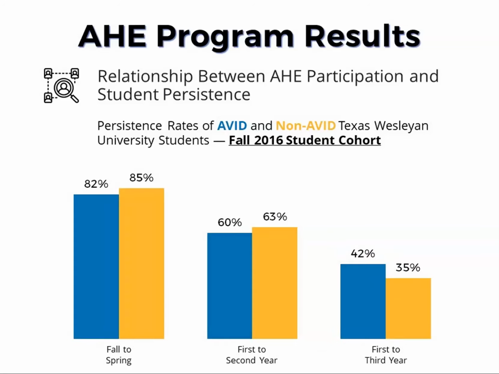And then lastly, in the fall 2016 cohort, by the first to third year, we see a 7 point difference. So again, the trajectory of the long-term effect of being in those AVID sections as a freshman seems to have some legs and longevity there.